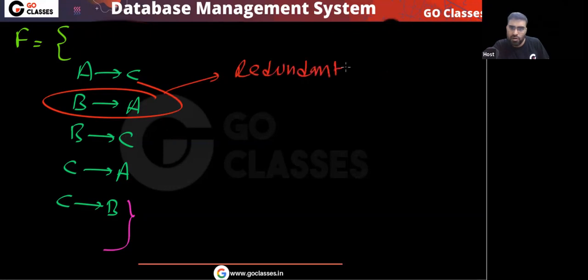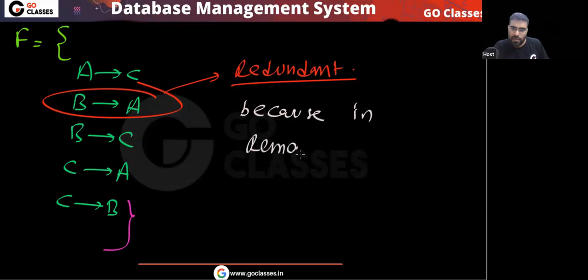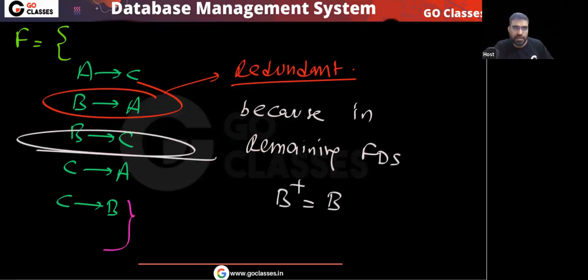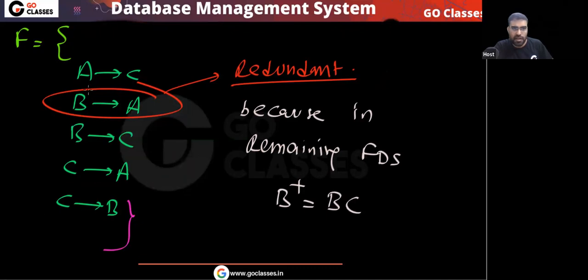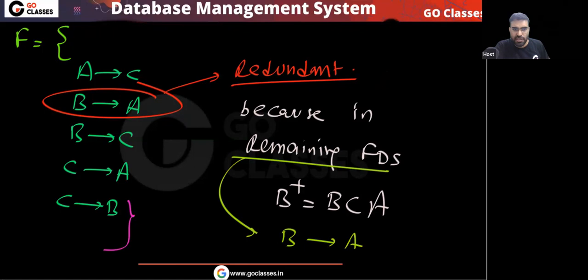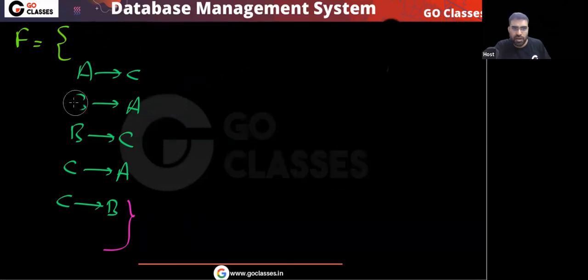This is also redundant. Is this clear? Let me tell you the reason. Because in the remaining FDs, if you find B plus, that will be B. B can determine C. C can determine A. So you can see in the remaining FDs that B is determining A. So this is also redundant, so this is also gone. Now these two are gone.